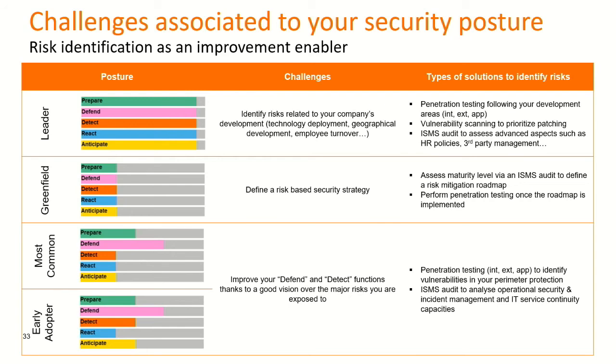If we now take the greenfields, we understand that the main challenge for greenfield companies is to define a risk-based strategy, because they know that there is a risk, but they don't know where it comes from. So what we will suggest to greenfields is to start with an ISMS audit to identify their risk exposure, to identify their maturity, and to define a risk mitigation roadmap to implement afterwards in order to improve their posture.